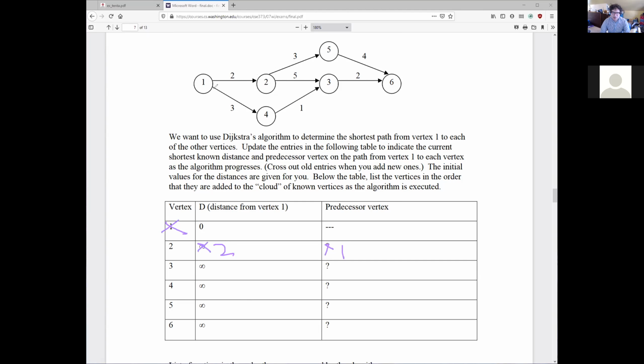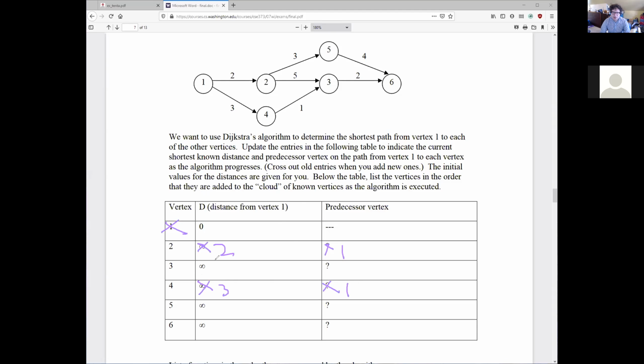Next, let's look at this other edge. It's 1 to 4. We have 1 to 4 with a cost of 3. Is that cheaper than infinity? Yes, it is. So 1 to 4 with a cost of 3. So now we've expanded our cloud of known vertices. So 1 is done.